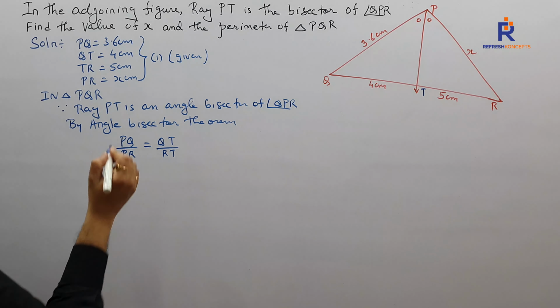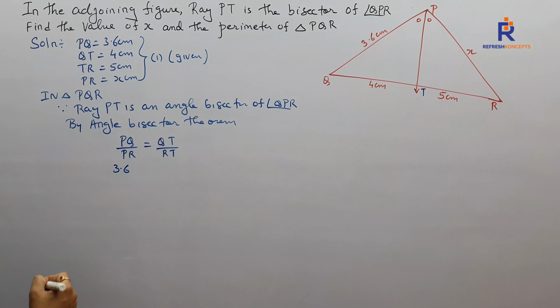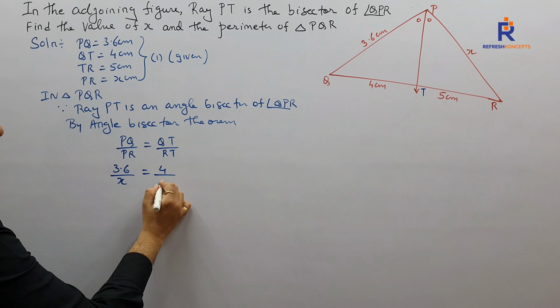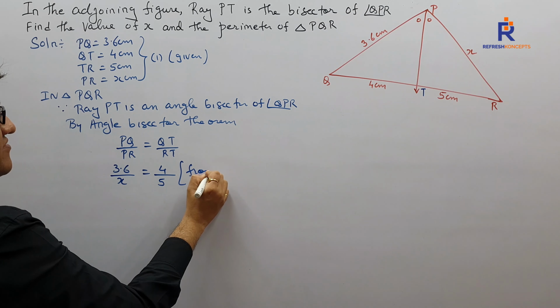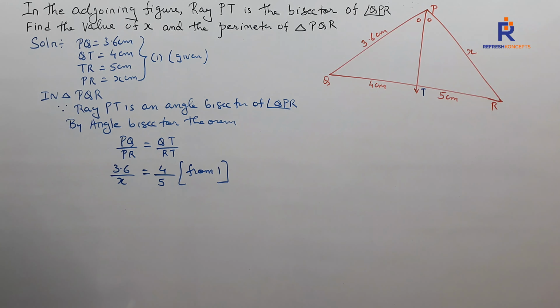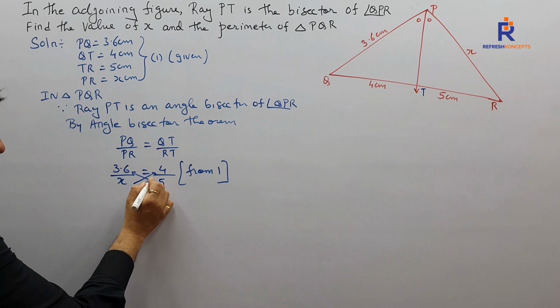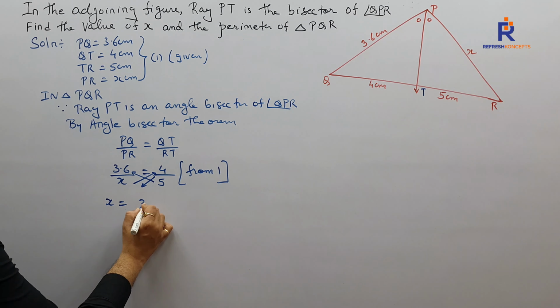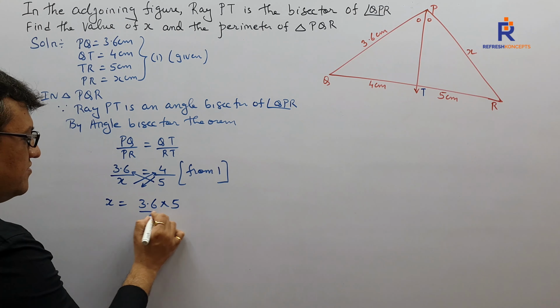Let's jot down the values. How much is PQ? PQ is 3.6. How much is PR? That's x. How much is QT? 4. And how much is TR? 5. From where did we get all these? From equation number 1. Now I need to get the value of x. So this one will go here, this goes, this comes. So the value of x is nothing but 3.6 into 5 by 4.